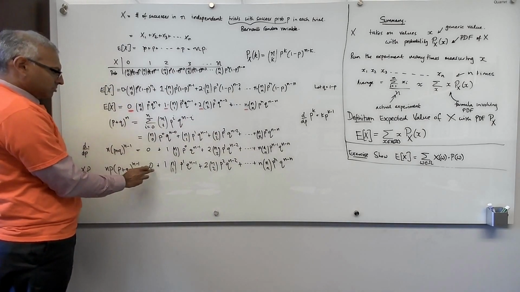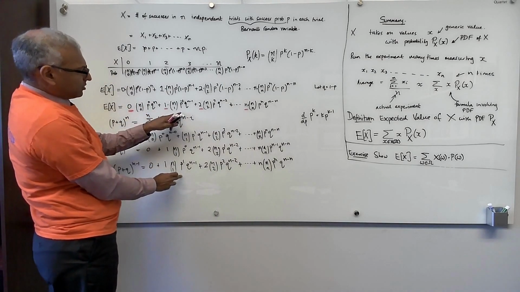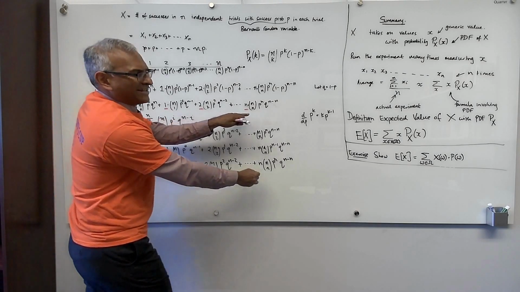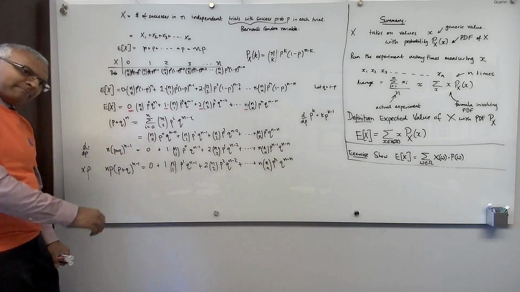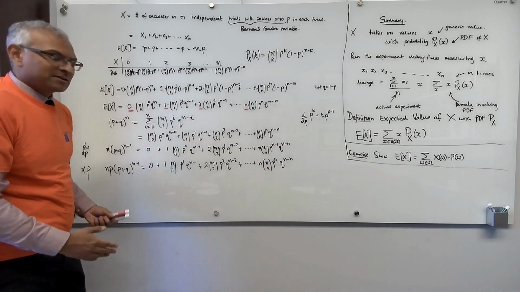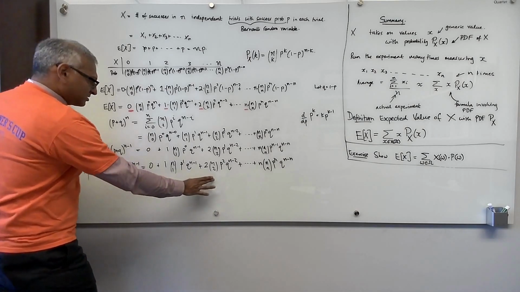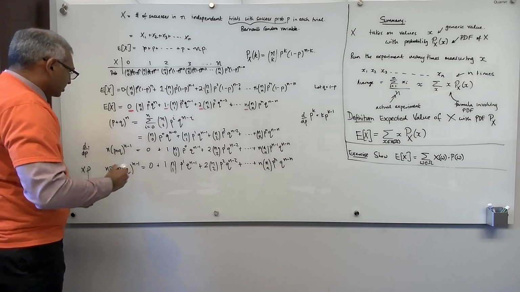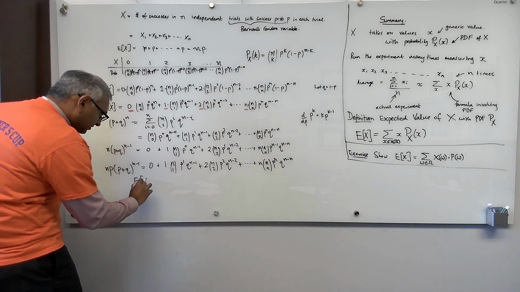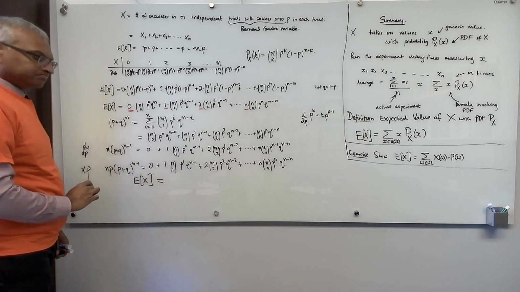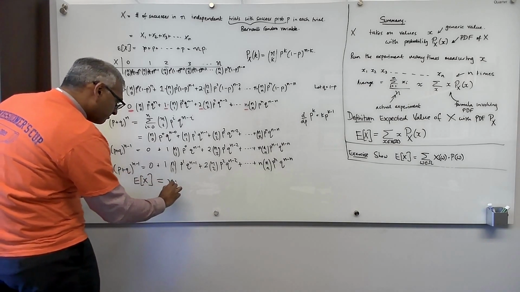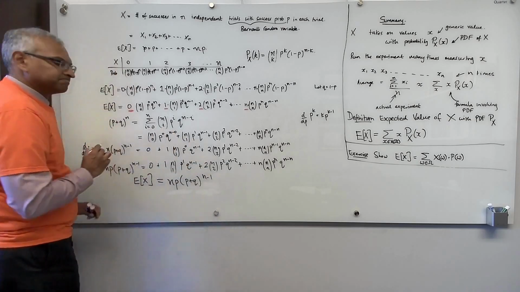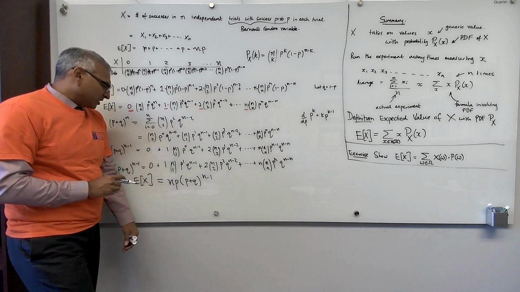0 plus 1 times n choose 1, p to the 1 times q to the n minus 1, 2 times n choose 2, p to the 2, q to the n minus 2, and so on. I'm really tired now, but we're done. Look, that means that this sum is equal to this, and this sum is equal to that. So that sum must equal this. Conclusion: the expected value of X is equal to np(p plus q)^(n minus 1). That's a trick. Wow, that came out of nowhere.